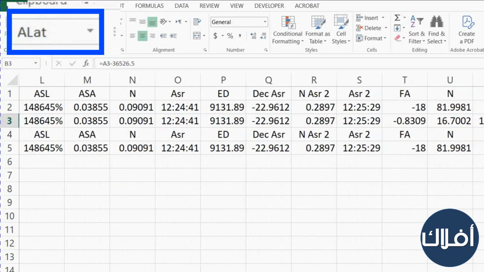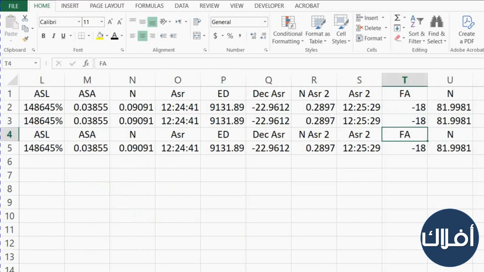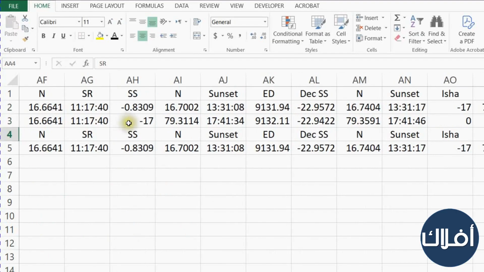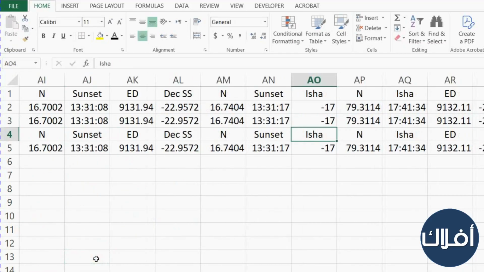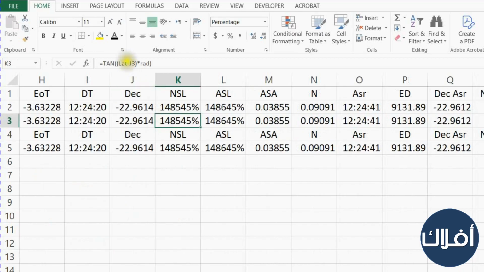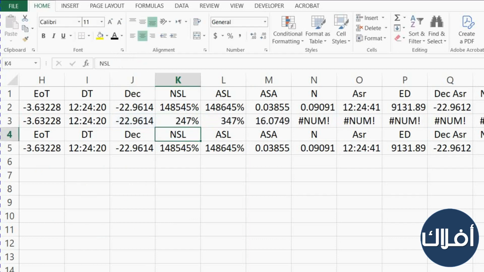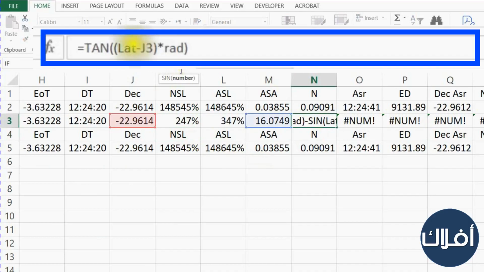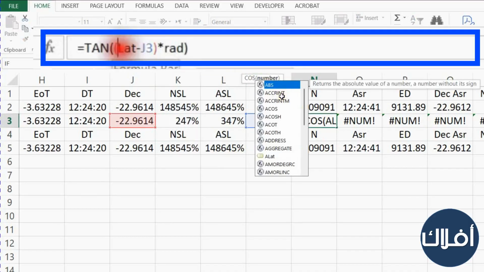First, we need to take the angles, Fajr angle from the main sheet, then the sunrise angle, also from the main sheet, Maghrib angle, and finally Isha angle from the main sheet. We'll also need to do some changes. The length of the noon shadow, instead of using the latitude, we will use A-lat, the alternative latitude. Now we'll go through all the columns that calculate the angle in and change lat to A-lat.